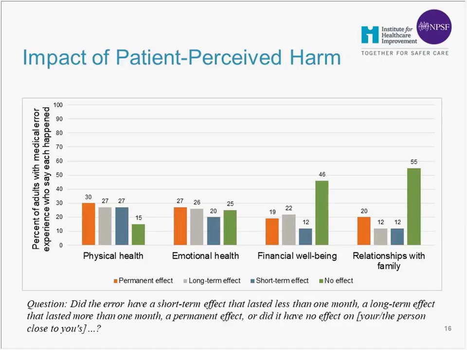In most cases, those who experienced medical error reported impact on their physical health, emotional health, financial well-being, or relationships with family. 70% of those who experienced an error said that the error had a long-term or permanent impact on at least one of these aspects of their lives. On average, each error had 2 long-term or permanent impacts and 1 short-term impact. 84% of errors impacted physical health, and 73% of errors impacted emotional health. And note on this slide that the permanent or long-term physical or emotional impacts of errors are relatively equal in nature. And that's an area that we're really focusing a lot more on, the emotional impacts of harm.